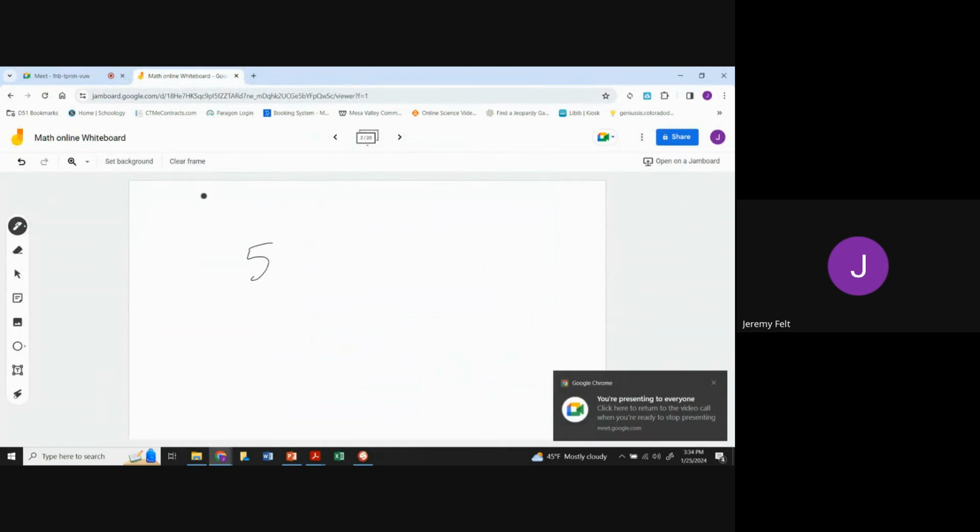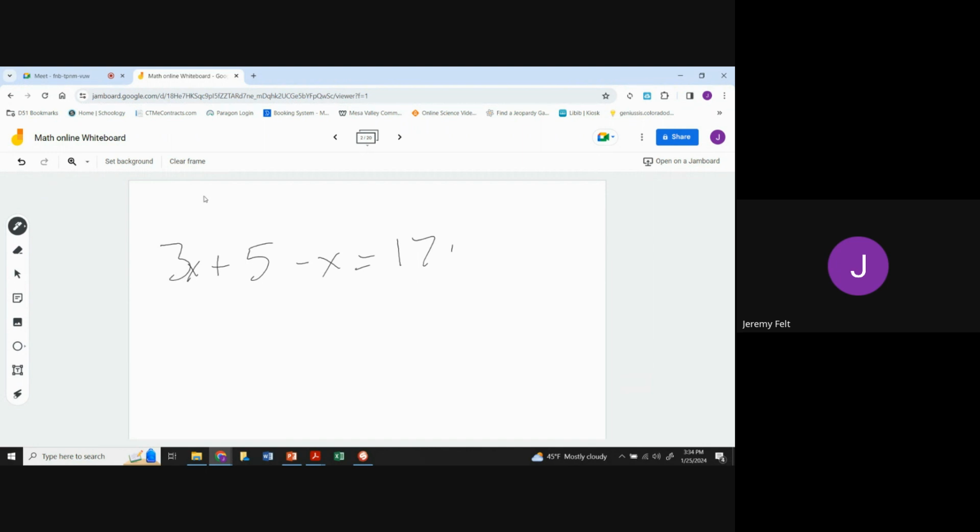5, 3x plus 5 minus x equals 17 plus x minus x. Okay, so let's just start with any combination on the left or the right that we can do. Well, x minus x, I know that. Any number minus itself is just 0. We have 3x minus x, so 3 minus 1 is 2x. I can also subtract 5 from both sides. 2x equals 12, and divide by 2 to get x equals 6.